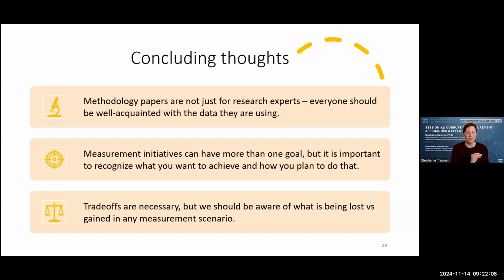Measurement initiatives can have more than one goal, but it's important to recognize what you want to achieve, and how you plan to do that. So you can have advocacy and actionability as your goal, but you need to understand that it's a big enterprise to do that. You can try to capture impact and progress and try to do advocacy, but you need to plan it out ahead of time so that you know what you're doing and what you're getting into.